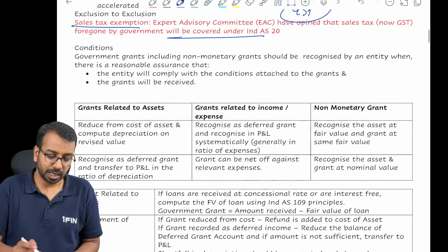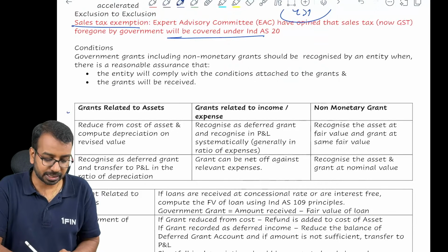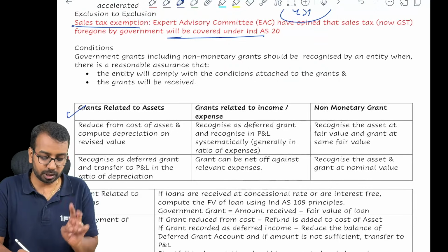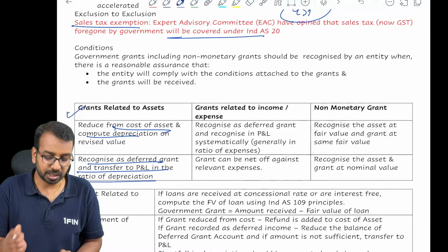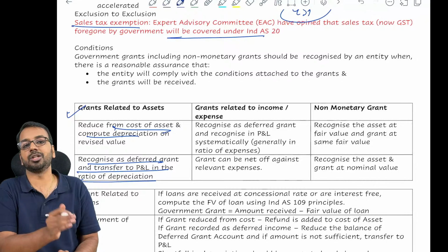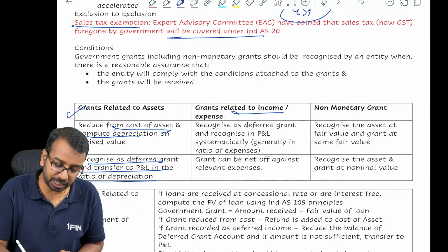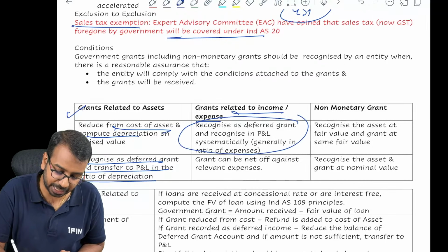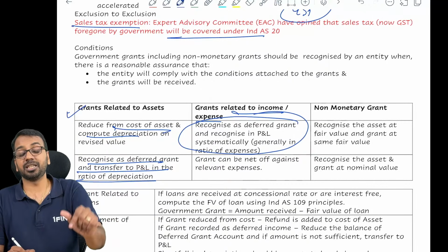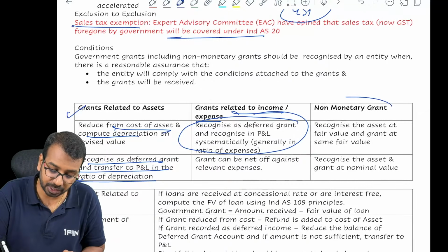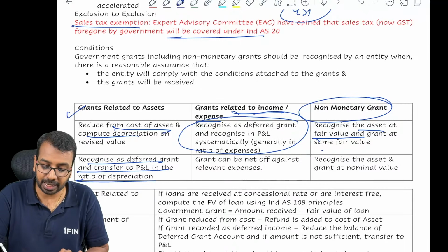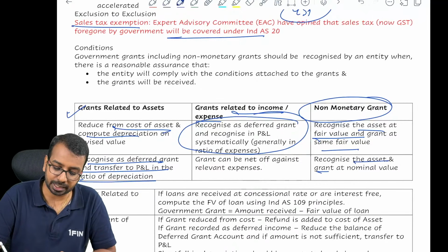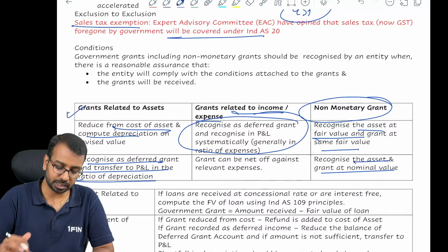Okay, now how to handle government grants? For a grant related to assets, there are two choices: reduce it from the cost of the asset, or recognize a deferred grant and transfer it to the P&L in the ratio of depreciation. If it is related to income or expense, we will have deferred grant accounting only and transfer it in the ratio of expenses. If it is a non-monetary grant, recognize the asset and the grant either at the same fair value, or recognize them at nominal value. Okay, so these are the three things.